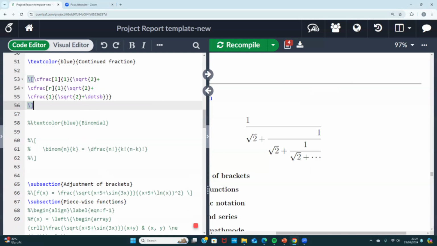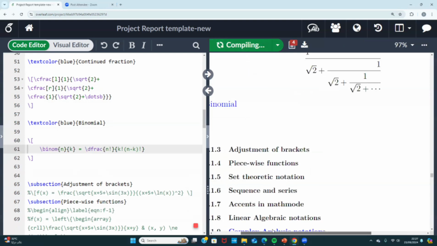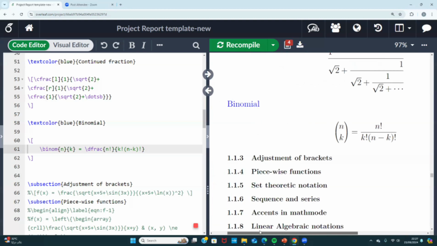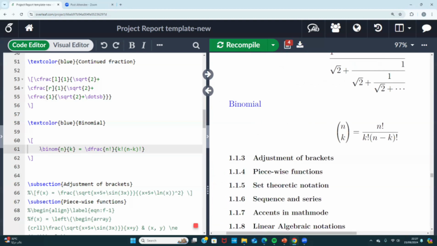Okay, next is the fraction involving the binomial, and this is again a requirement for basic mathematics. So \binom{n}{k}, which we can write like this, n k. And how to define this? n factorial over k factorial times (n minus k) factorial. So this is the notation for the binomial. There is a code \binom. \binom{n}{k} is equal to this.